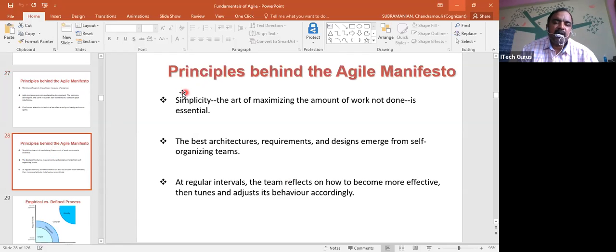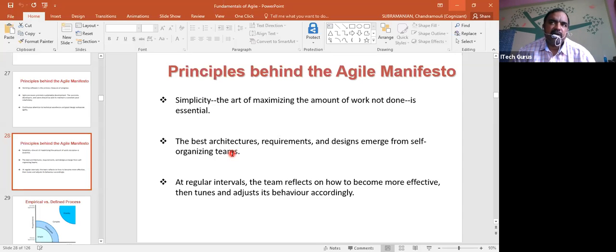Yeah, and simplicity. If you remember the word simplicity, what do you use? Simplicity is the art of maximizing the amount of work not done. So simplicity is very, very important. So in an Agile project, you need to make it very simple. You should not make it a very complex thing. And the best architecture, requirements, and design emerge from self-organizing teams.